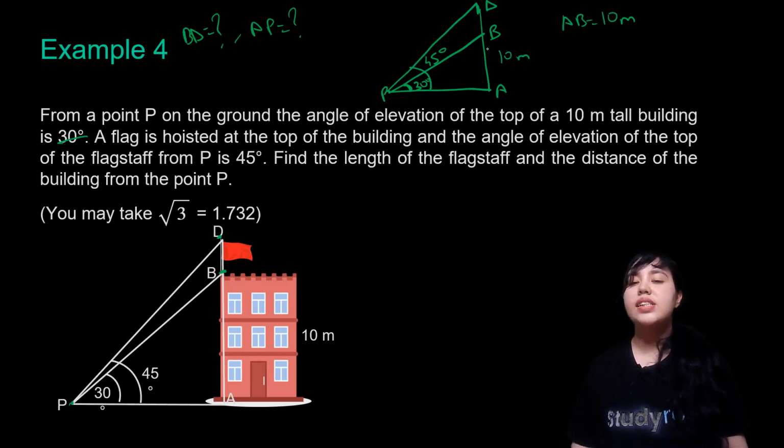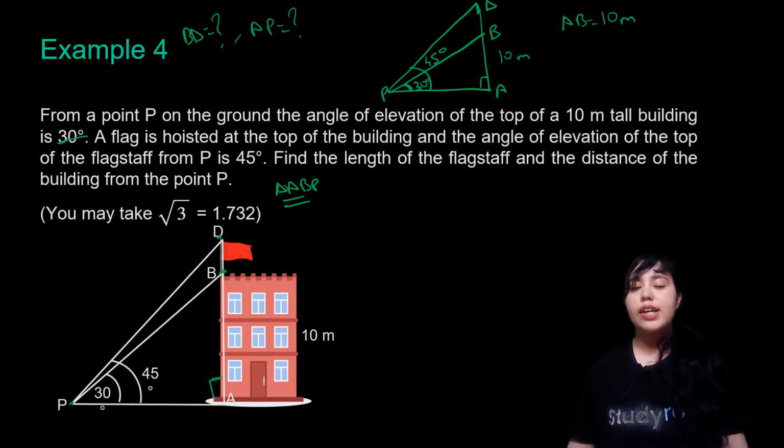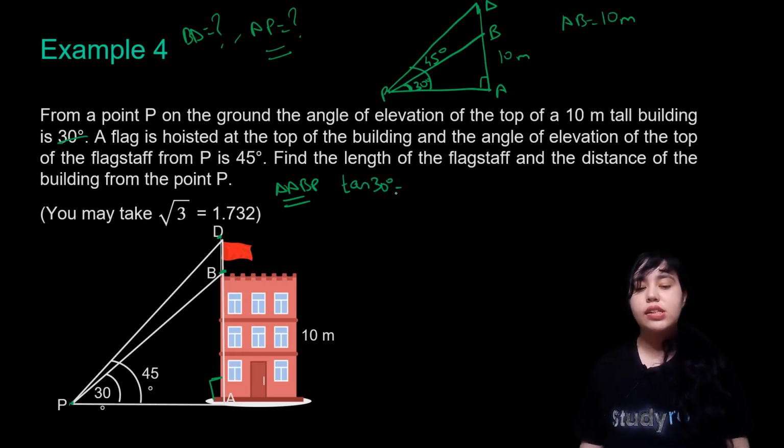So I can consider this triangle ABP. Is it a right angle triangle? Yes, this angle A is 90 degree because the building is standing vertically on the ground. So in this triangle ABP, I know the opposite side. Alright, I want to find out, say, AP in this case. Okay, to find out AP, I will need a ratio which links the opposite and adjacent side. So that is tan or cot. So let me make use of tan. So we will get tan 30 degree as AB upon AP.